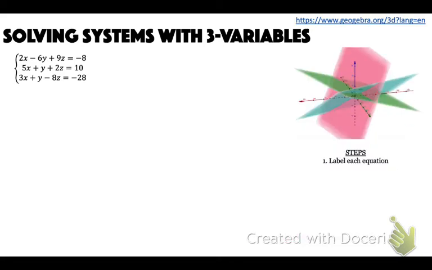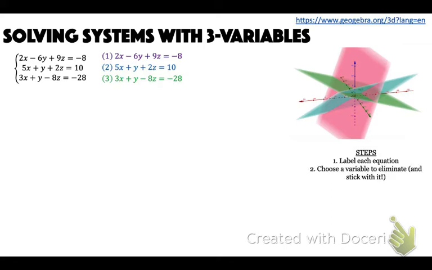So the first step is to label each equation. Follow these steps, I promise it will help you, and keep yourself as organized as possible. So label each equation: equation 1, equation 2, and equation 3. Now, I did them color-coded. You don't have to, but it helps to see the visual thing.